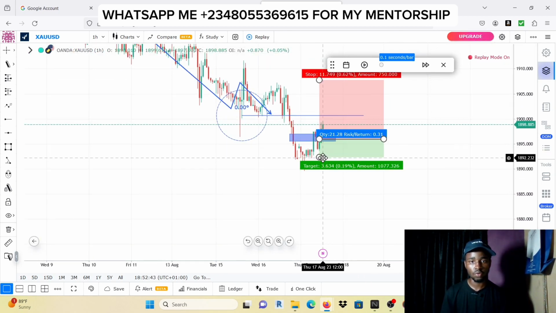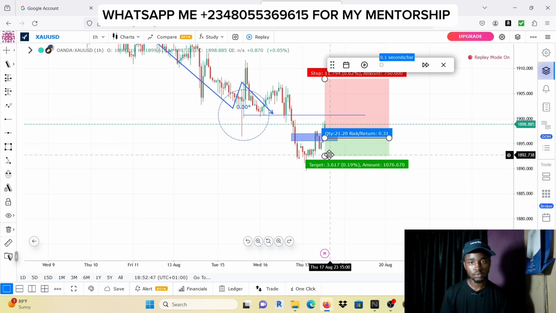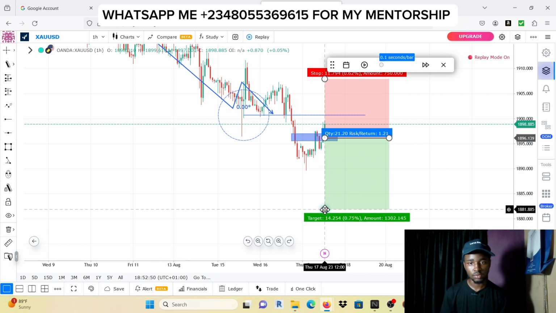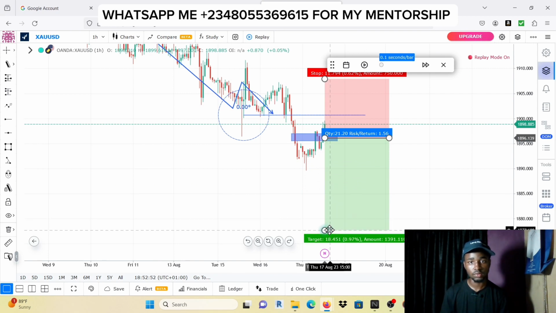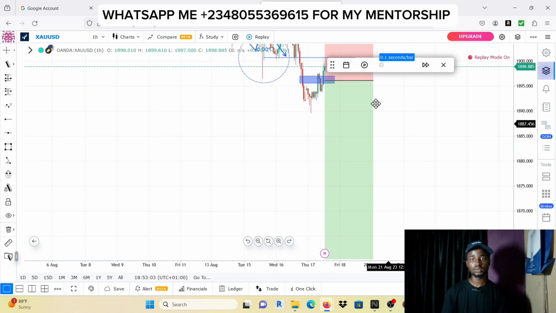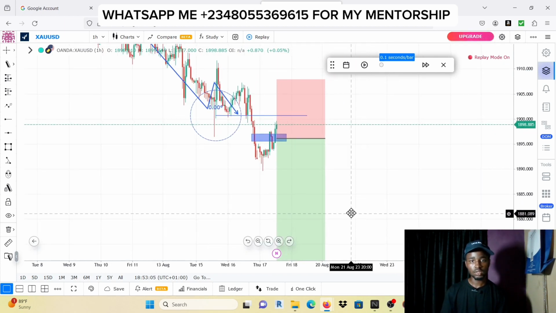1:2 risk to reward, or 1:3. We're looking for 1:3. Remember, 1:3. The more you push beyond 1:3, the riskier it becomes. So let's seek a 1:3 risk to reward ratio. Okay, so this is a 1:3 risk to reward ratio. Now you can clearly see how this plays out.